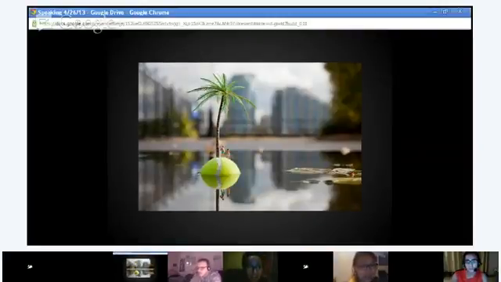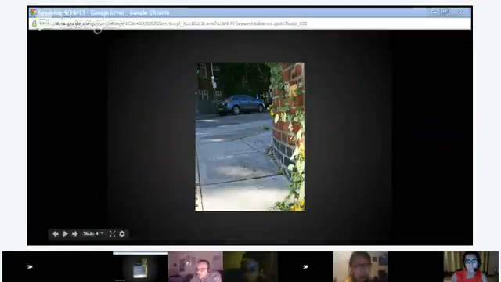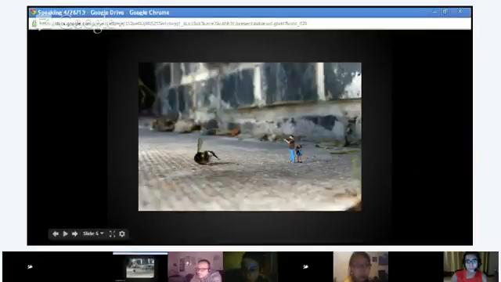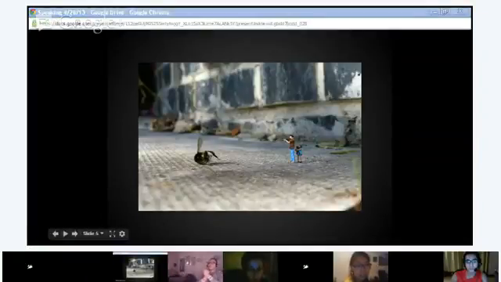Okay, excellent. So let's look at the next one. Okay, here is the zoomed out version. You can't really see anything, but let's look at the close-up. Okay, so we see a bee. Well, I'm not going to describe it. Let's let Pawan describe this one.